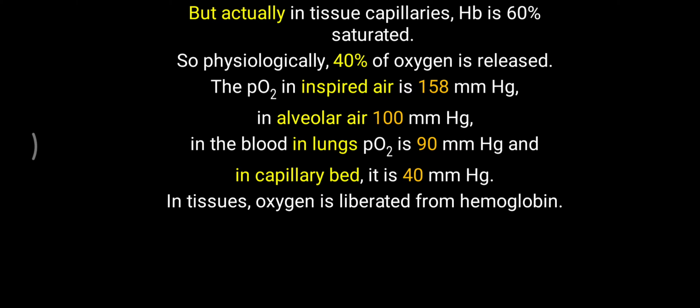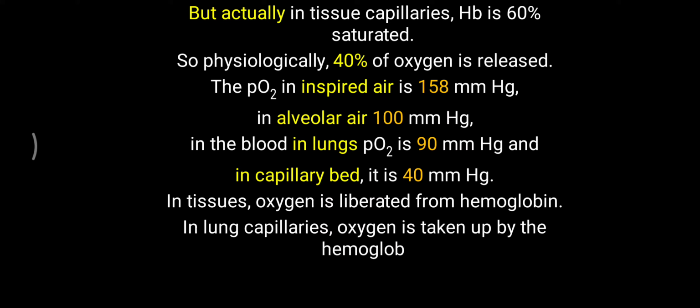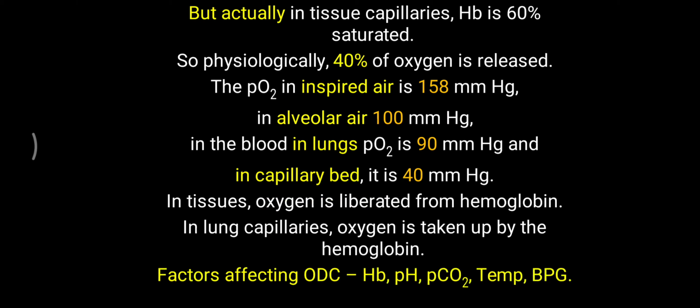So in tissue, oxygen is liberated from the hemoglobin. In lung capillary, oxygen is taken up by the hemoglobin and this oxygen is liberated at the tissue level, and that is making oxyhemoglobin and deoxyhemoglobin. For the formation of oxy to deoxyhemoglobin, and again from deoxy to oxyhemoglobin formation, so many factors are there and that all can affect this oxygen dissociation curve.